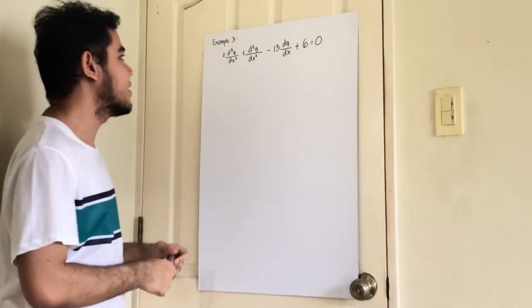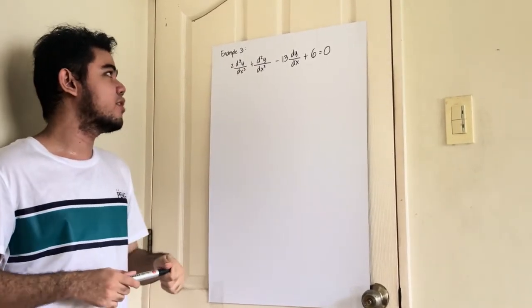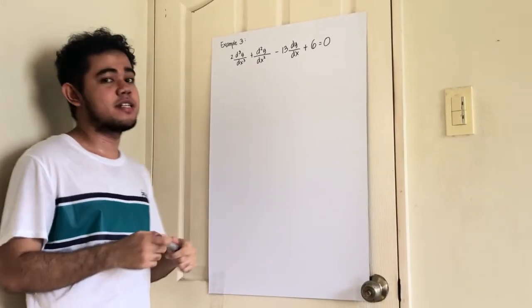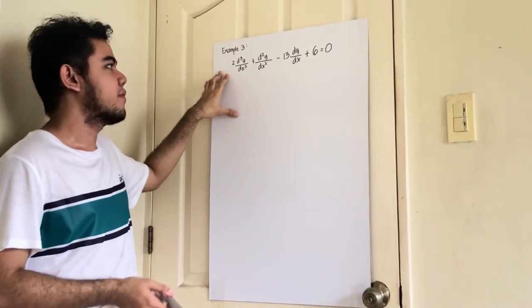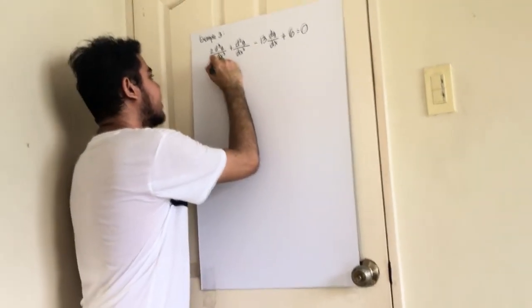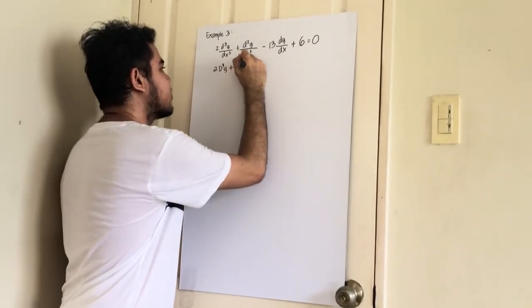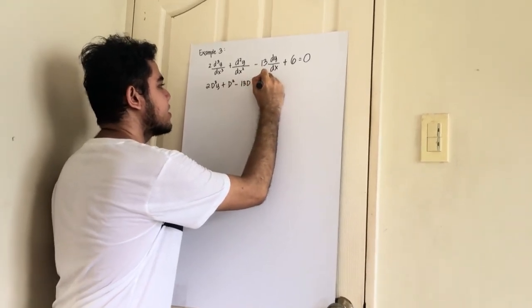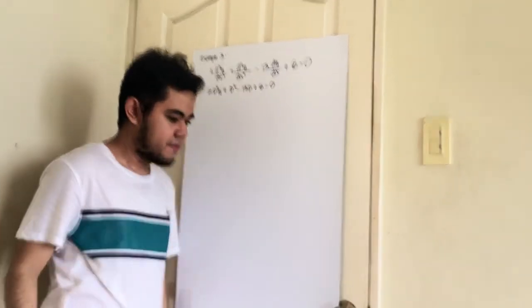So example number 3 is 2 d cubed y over dx cubed plus d squared y over dx squared minus 13 dy over dx plus 6, which is equal to 0. So again, we convert this into differential form, which is 2d cubed y as our dependent variable plus d squared minus 13d plus 6, which is equal to 0, diba?